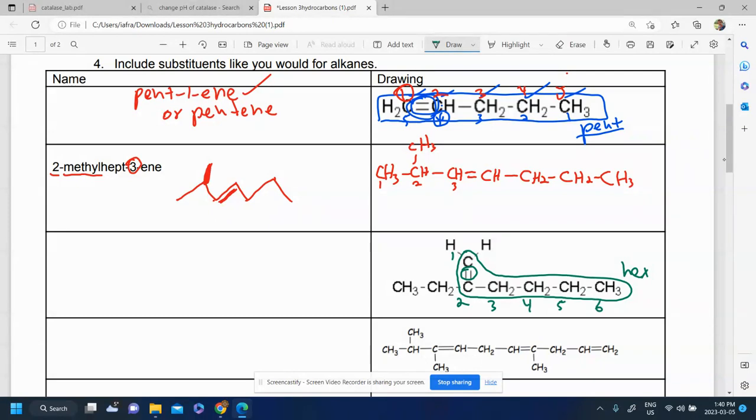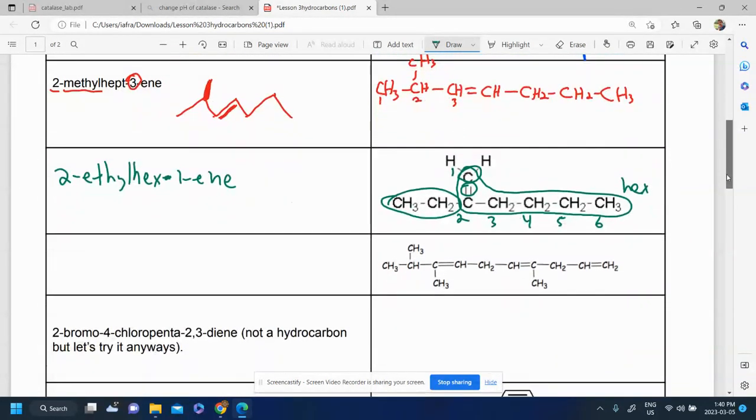So we have a substituent over here at carbon number 2. So that's 2-ethyl. And then the carbon that contains the double bond is carbon number 1. So that's going to be hexene, or hex-1-ene. And there is our name for our organic molecule. Try the next one, pause, then unpause and check your work.